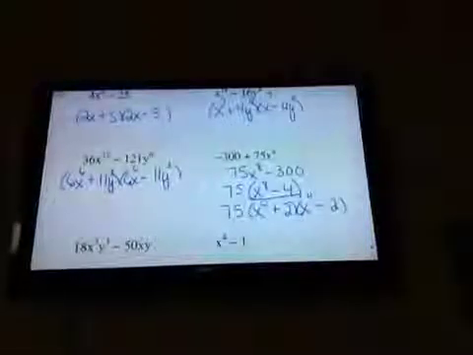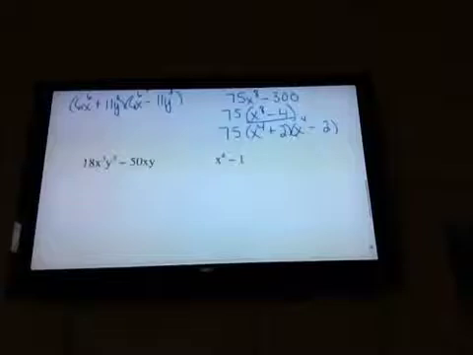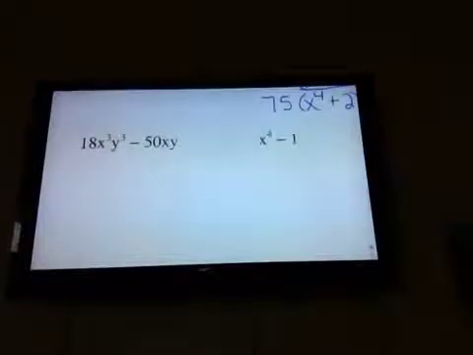Okay, in my next question, is 18 a square? No. So that's a big hint that you're going to look for a common factor, like we just did at the beginning of class. 18 and 50 have a common factor of a 2.